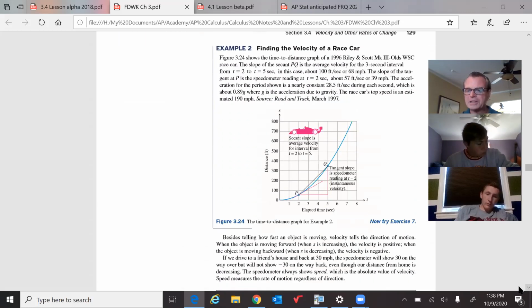the average velocity of this blue curve from P to Q is the slope of that black line that connects P and Q. The instantaneous change, the velocity at P, is the slope of the tangent line. That's the difference. Average change versus instantaneous change.